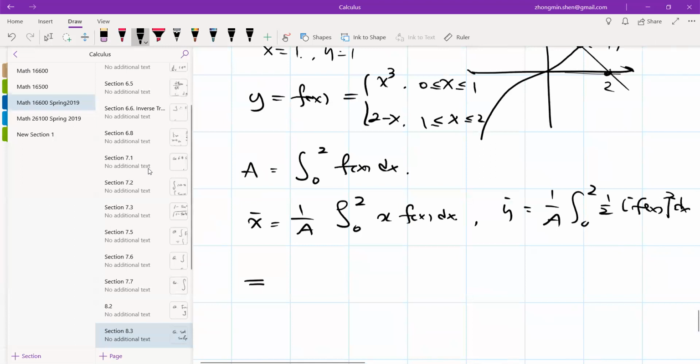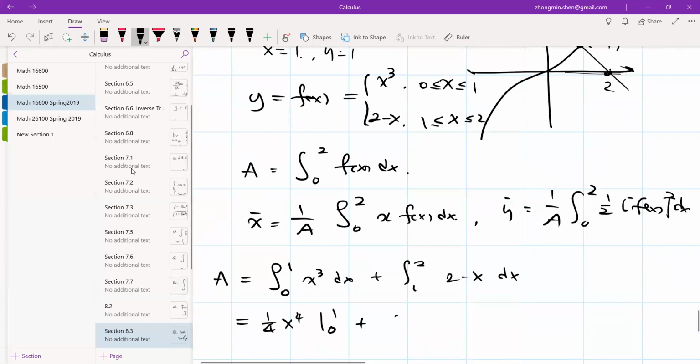All right, so what is A here? Let's do it step by step. The area is the integral. You have to break it into two parts: from 0 to 1, x cubed dx, and from 1 to 2, 2 minus x dx. The antiderivative here will be 2x minus half of x squared, from 1 to 2.